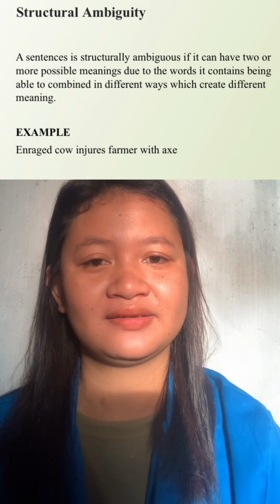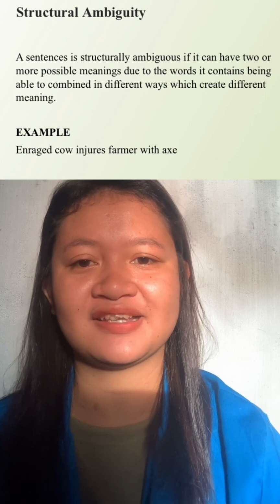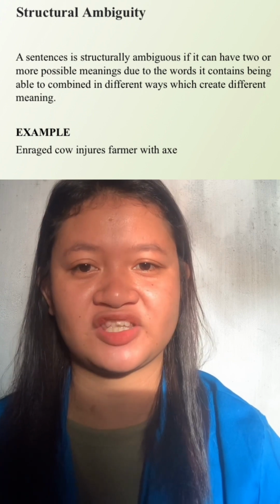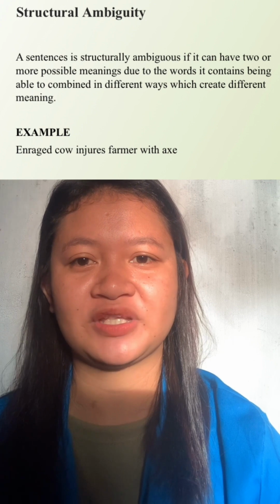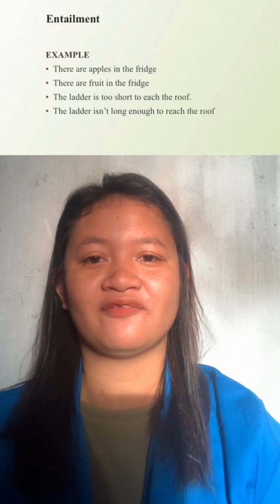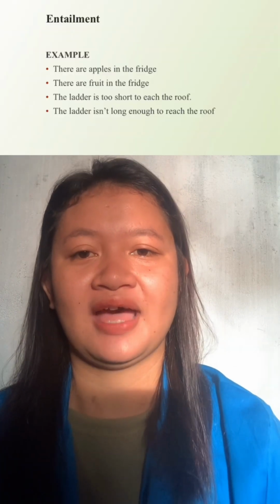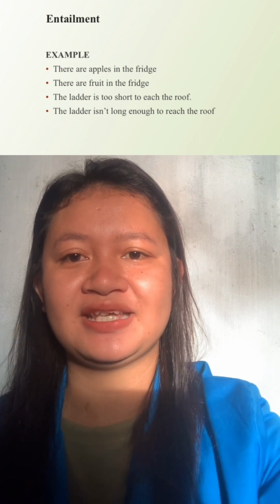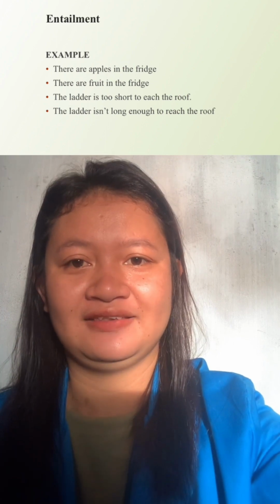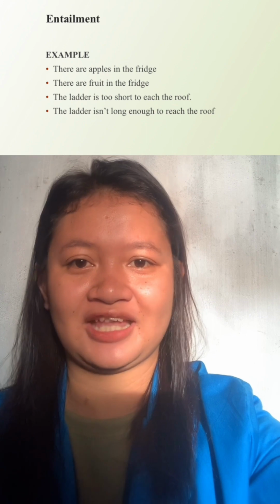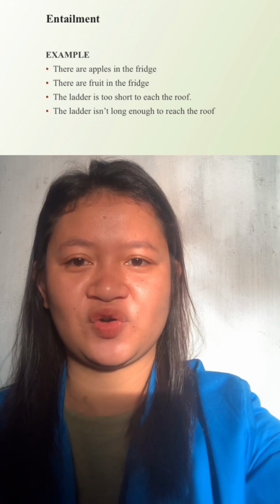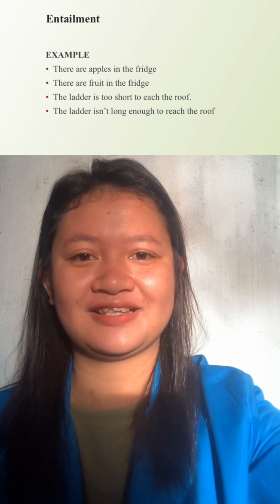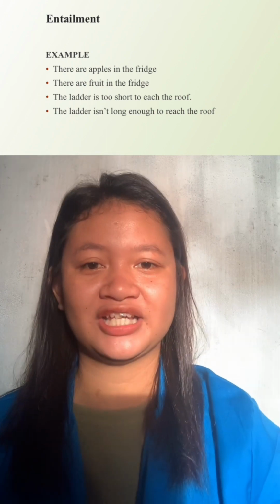We are aware that two statements may be related in such a way that if one is true, the other must also be true, as in the following. For example of entailment: there are apples in the fridge, there are fruit in the fridge. And the ladder is too short to reach the roof, the ladder is not long enough to reach the roof.